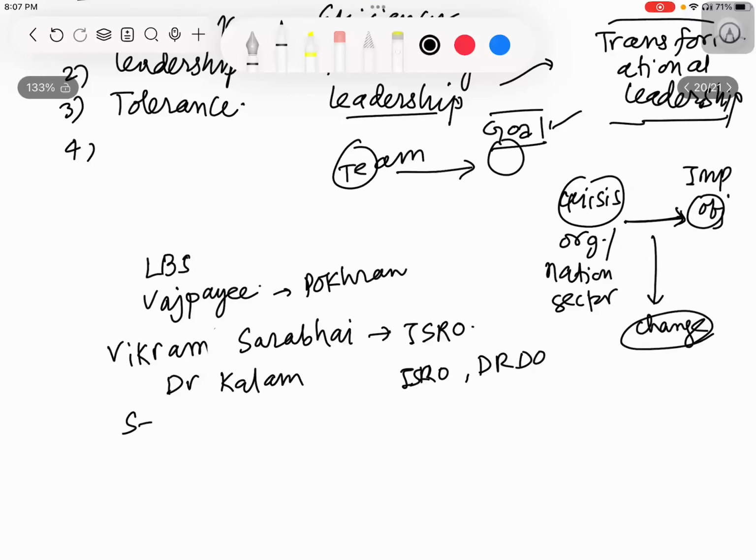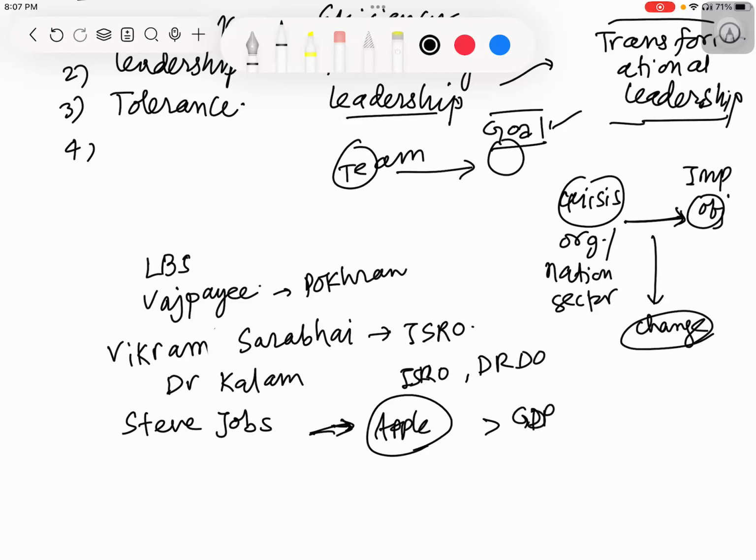You can talk about even Steve Jobs. He turned Apple from a garage start into a multi-billion company. In fact, the richest company in the world, or at least one of the richest. I don't know right now, but at one point it was the richest company, Apple. The net worth of Apple is actually bigger than many countries' GDPs. You know this or not? The worth of one company is so huge. This is also an example of transformational leadership.